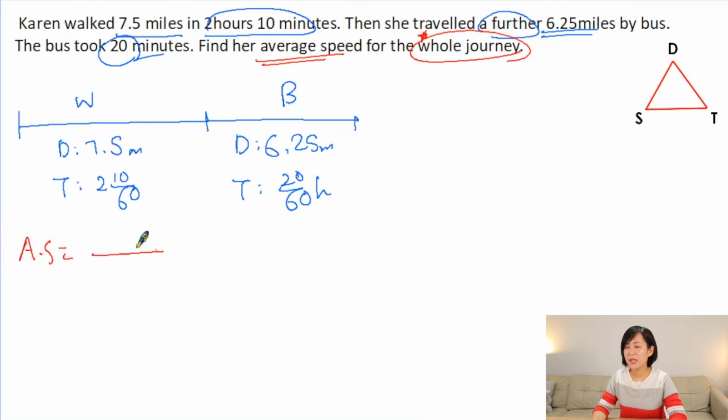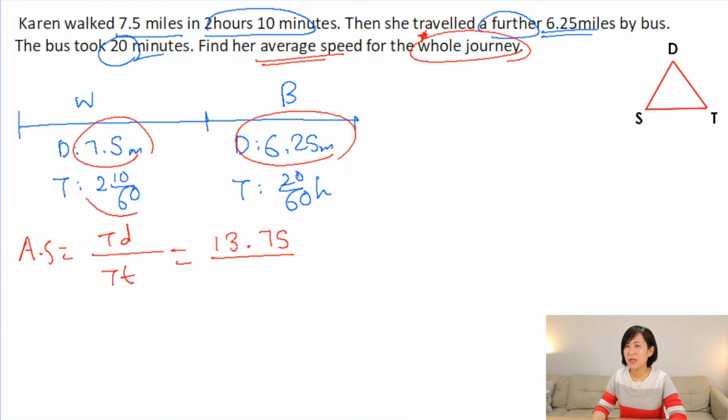Let's calculate our average speed. Average speed is total distance divided by total time. So adding the distances, 13.75, and adding the times, that is 2 and 30 out of 60. So now let's see. I'm going to change this into a fraction.